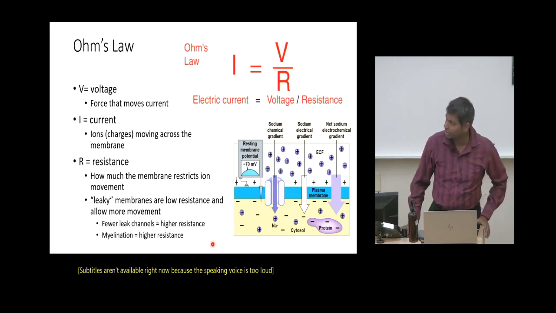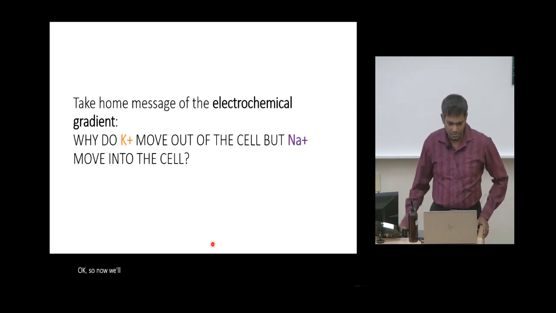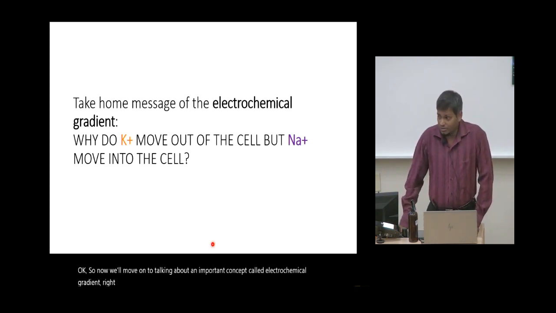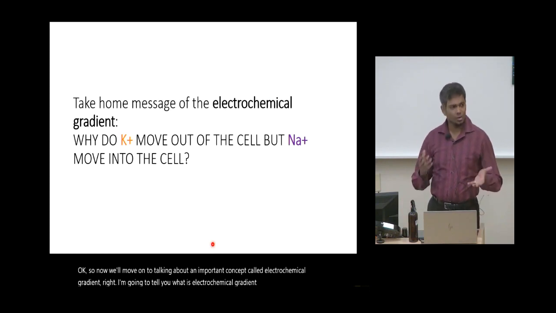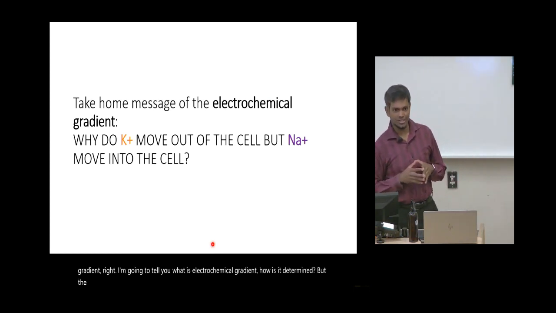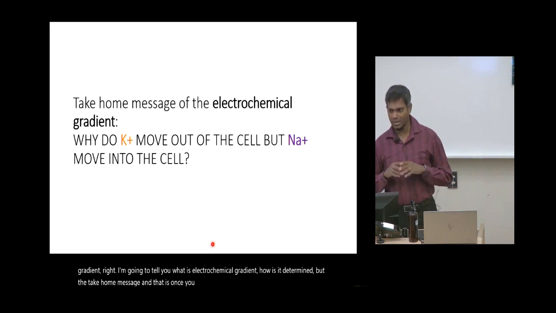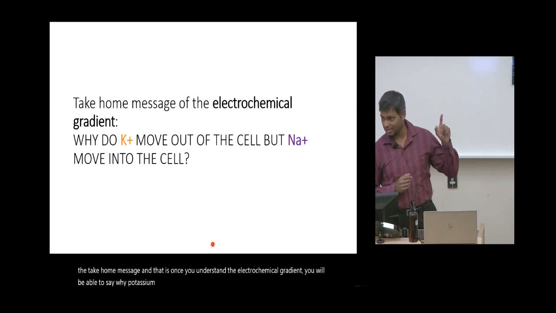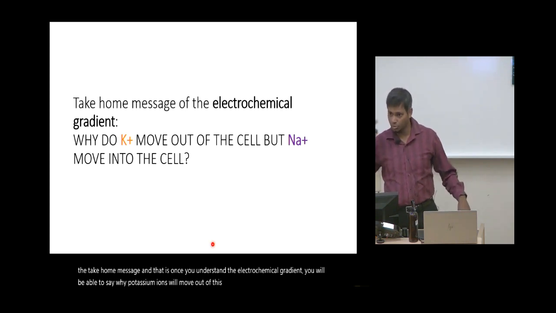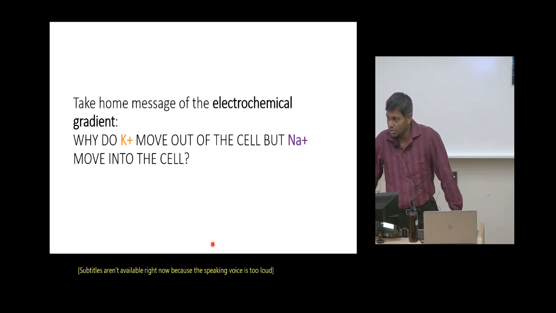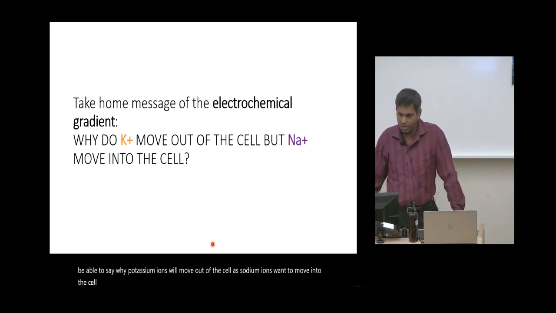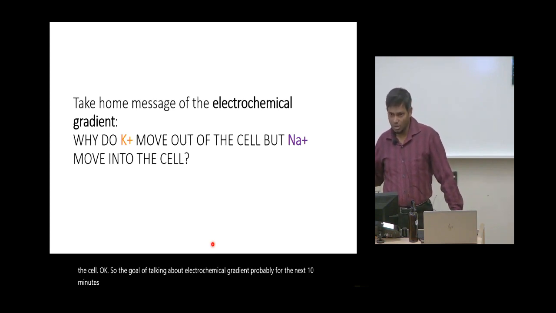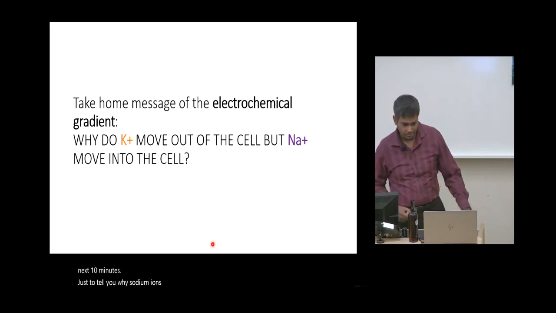Okay, so now we'll move on to talking about an important concept called electrochemical gradient. I'm going to tell you what electrochemical gradient is and how it is determined, but the take-home message is that once you understand the electrochemical gradient, you will be able to say why potassium ions will move out of the cell, whereas sodium ions want to move into the cell. The goal of talking about electrochemical gradient for the next 10 minutes is to tell you why sodium ions want to move in, but potassium ions want to move out.